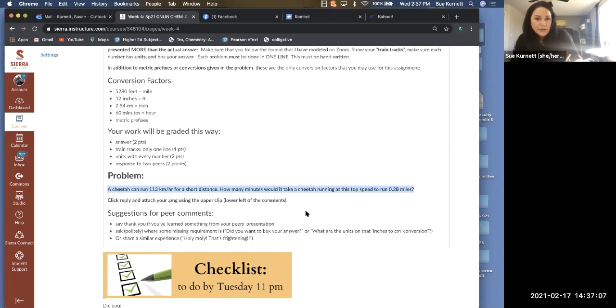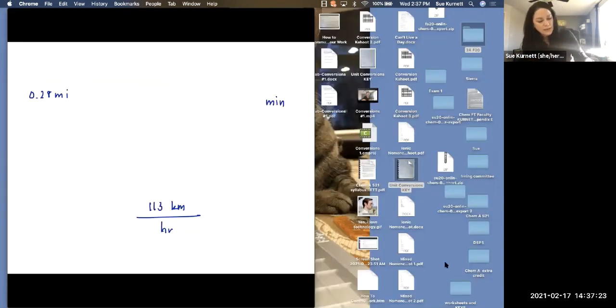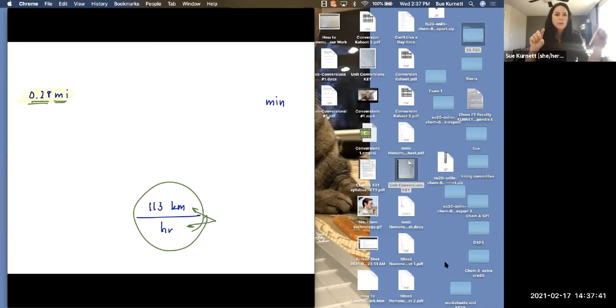And we're headed to minutes. And in between, we're going to use the conversion factor of 113 kilometers per hour. So I'm starting with this because it has both number and units. While this also has both number and units, the units are a ratio. And so it's not the best starting place, it can work. But one of the requirements for the discussion is that you have all your work on one line. That's why I'm starting with just number and units.